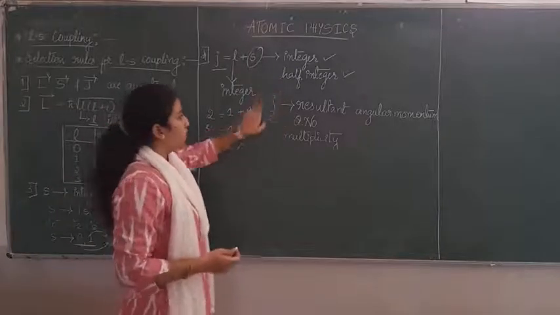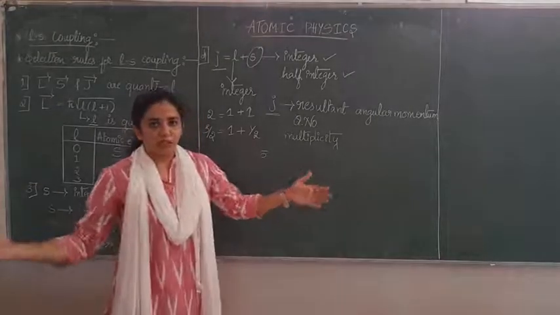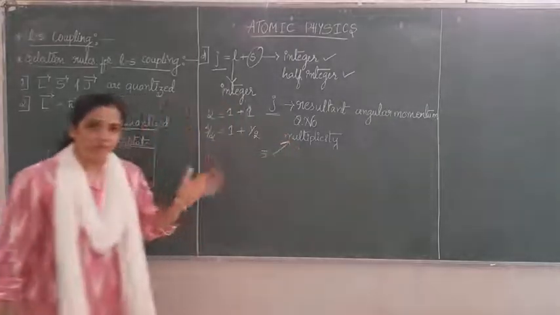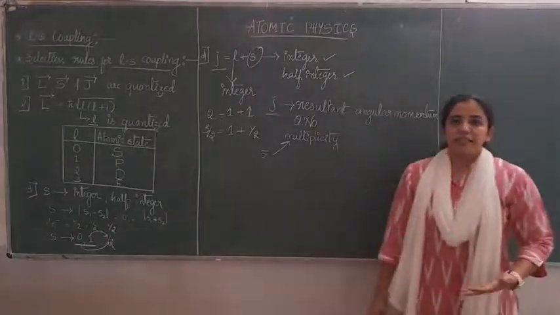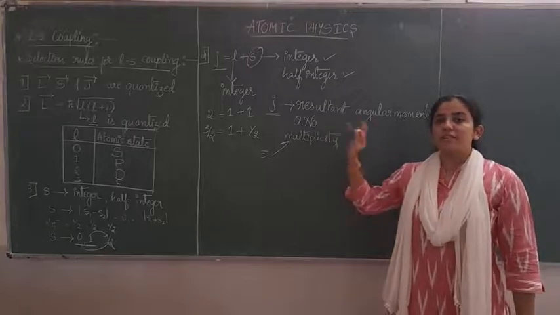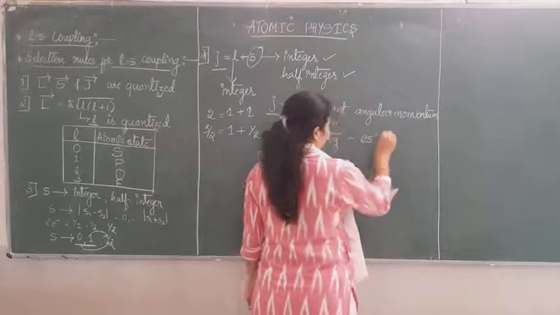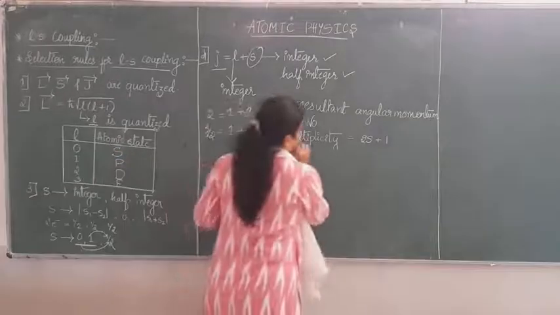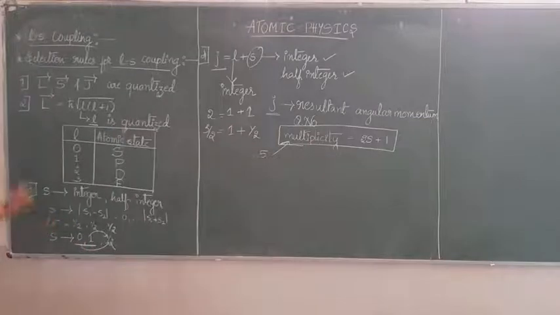So if the total number of J values we get is 5, there are totally 5 values for J, then the multiplicity of the system is 5, right? If the total number of J values for a system is 7, then the multiplicity of this system is 7. So this multiplicity can also be given as 2S plus 1. We can find this multiplicity using the formula 2S plus 1. What is S here? S is the resultant spin quantum number.